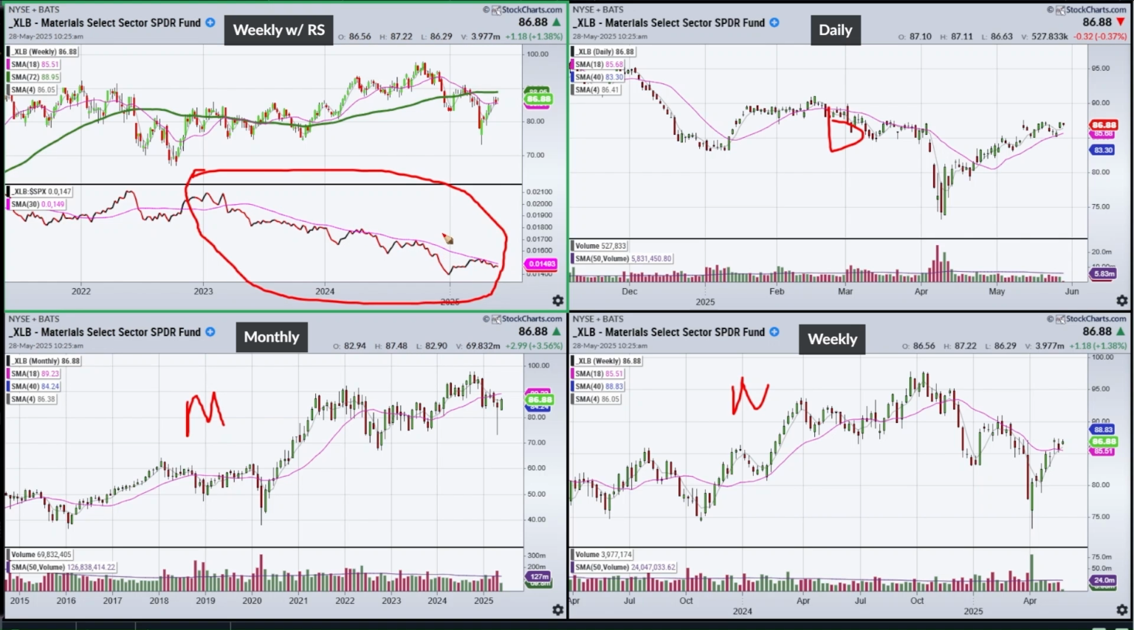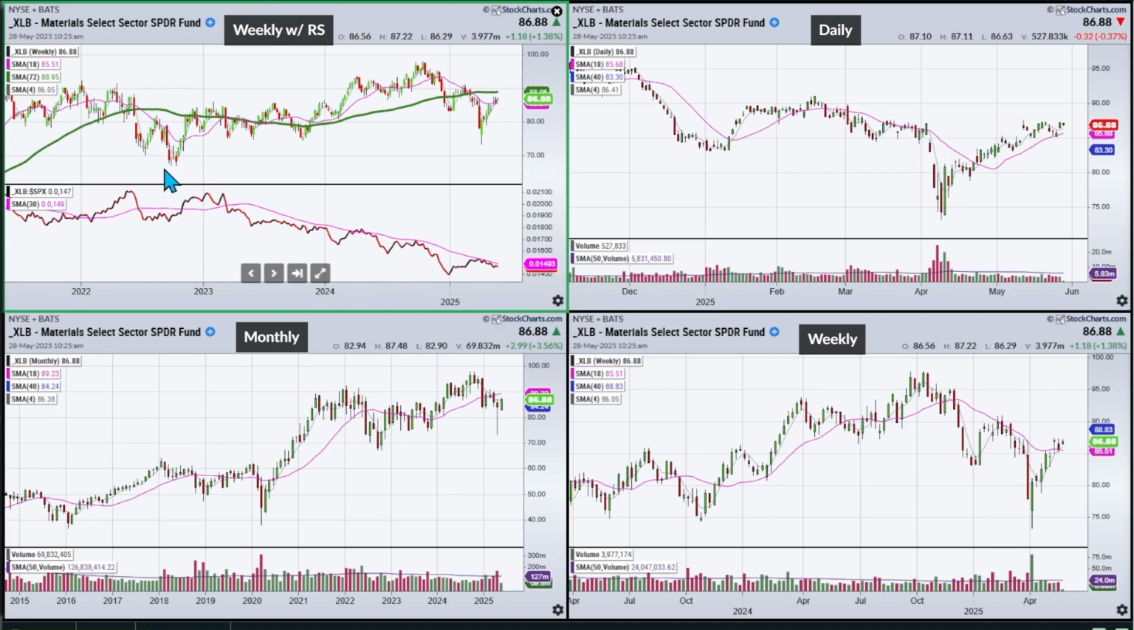All right, now what I want to do is just explain how I read these moving averages, and I think it can help you really zero in on what time frame you should be focused on and which areas are the strongest. All right, and the RS will help with that. But let's just start with this basic materials XLB.